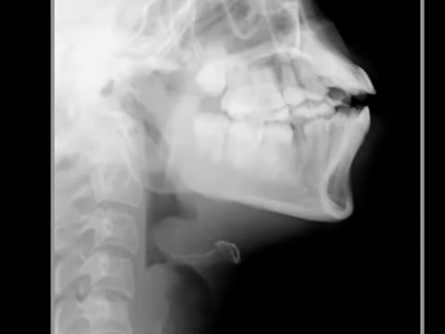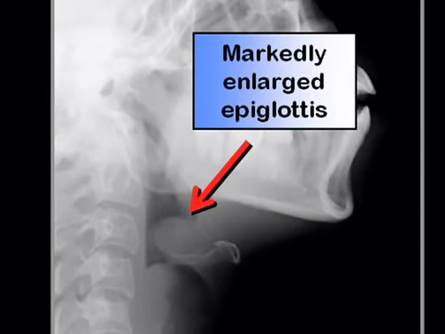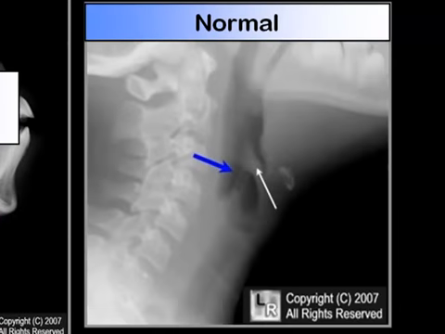The epiglottis is markedly enlarged. The thumb sign is that the epiglottis should not be as large as your thumb. Normally, the epiglottis is a thin structure shown by the white arrow.